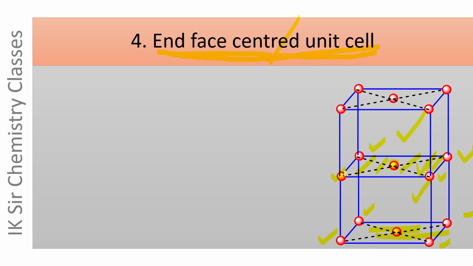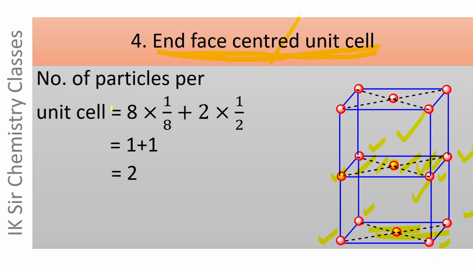The particle present at the face center is common to two unit cells, and the particle present at the vertex is common to 8 unit cells. Number of particles per unit cell: 8 multiplied by 1/8 for the particles present at the vertices, and 2 multiplied by 1/2 for the particles present at the centers of opposite faces, and there are overall 2 particles in end face centered unit cell.